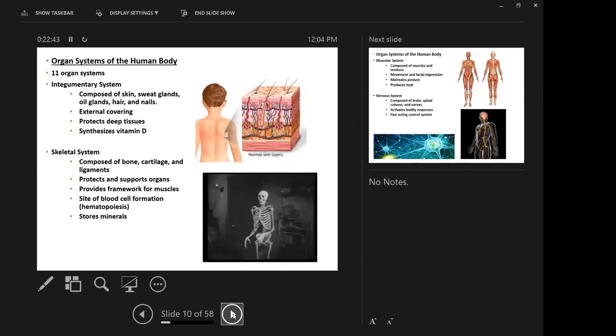Because lots of bacteria are very helpful. Lots of funguses are very helpful. I mean, if you like mushrooms, then you like fungus. Bacteria, if you like cheeses, you like bacteria. I can go on. Anyway, our skin protects us. It also protects the underlying tissues.